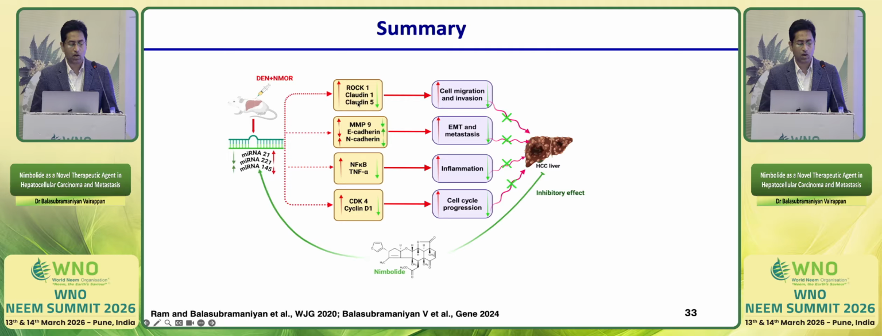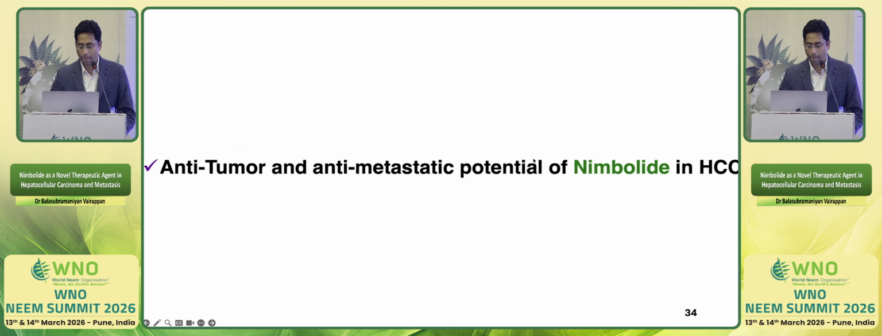result in increased ROC1, Claudin 1, Claudin 5, thereby increasing cell migration and invasion. Increased MMP9, E-cadherin, N-cadherin increases EMT and metastasis, and increased NF-kappa B and TNF-alpha increase inflammation, and increased CDK4 and cyclin D1 increase cell cycle progression. So these are contributing to HCC progression. Nimbolide treatment reduces the signaling parameters and has an inhibitory effect on the progression of HCC.